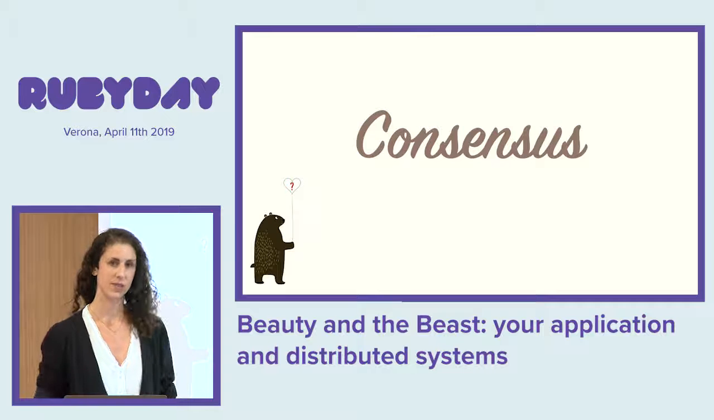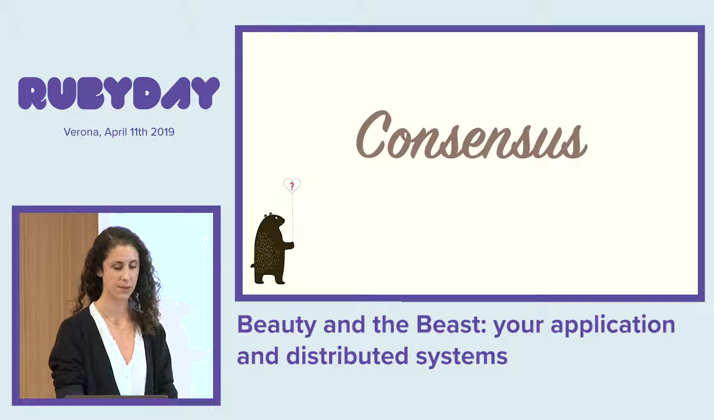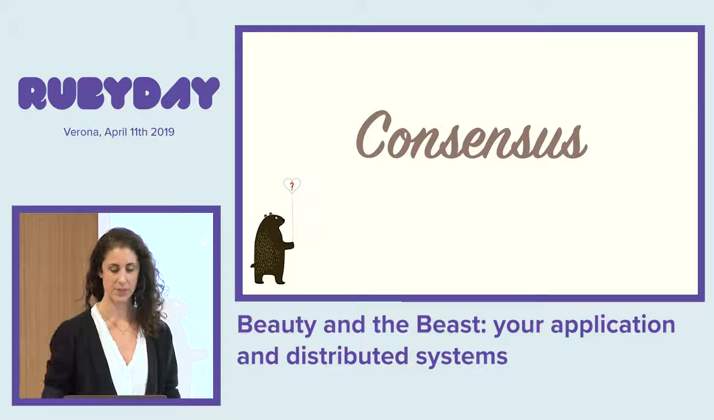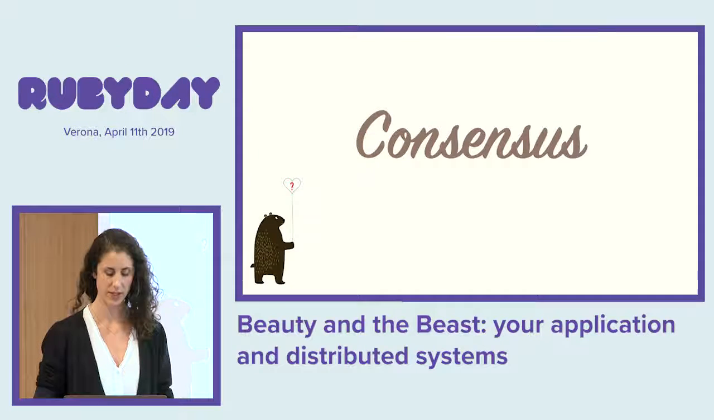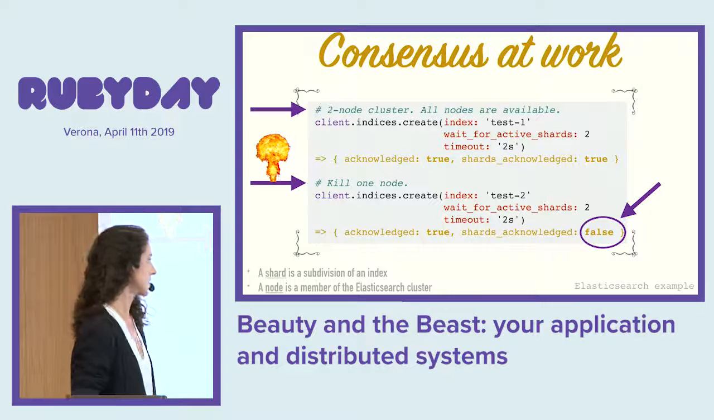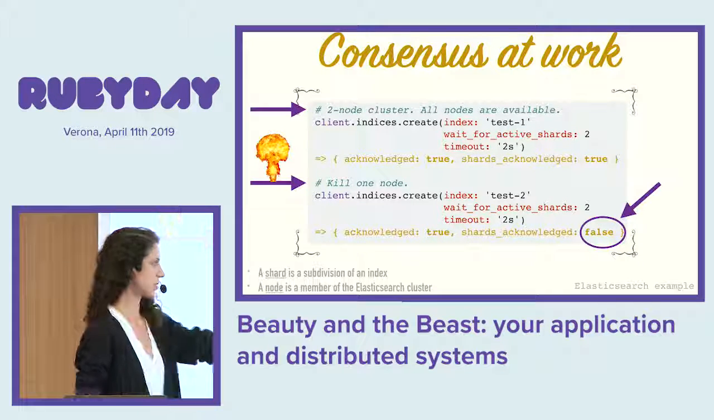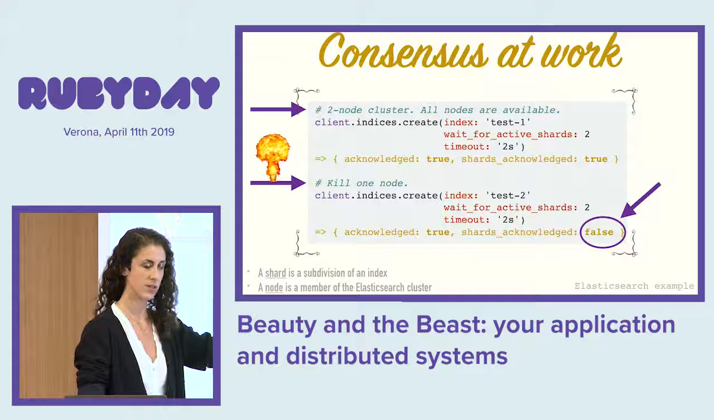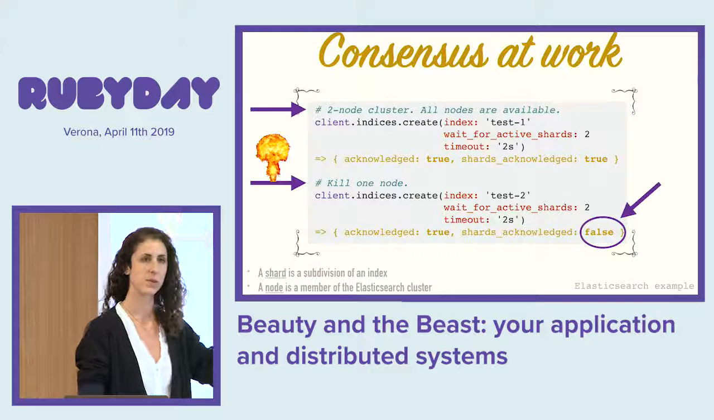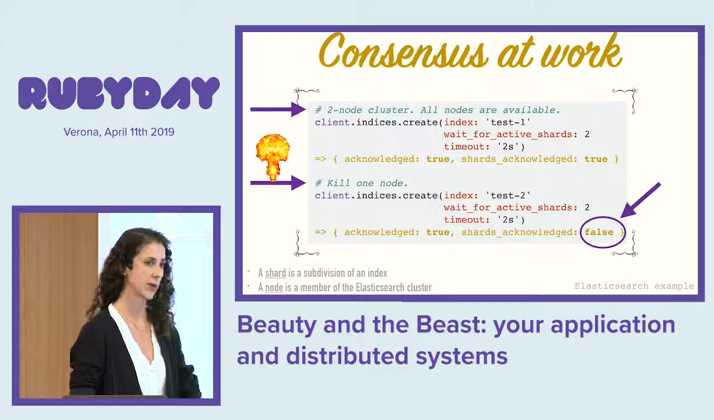Okay, so let's start with the first theoretical concept, consensus. Consensus is about communicating and reaching an agreement. It's kind of abstract, so we'll look at a specific code example. When I show code examples, you can look to the right corner, and I'll tell you whether it's using Elasticsearch or MongoDB. I'm sticking with examples using those 2 systems, because that's what I know best.